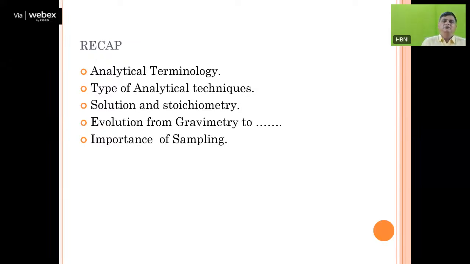Then we learned about solutions and stoichiometry. See, stoichiometry in a chemical reaction is very important, because at any point of time, you want to know how many moles or how much of a particular element is taking part in the reaction, whether it is a product, a reactant, or the final product. So you must know the stoichiometry of the chemical compound in that particular solution.